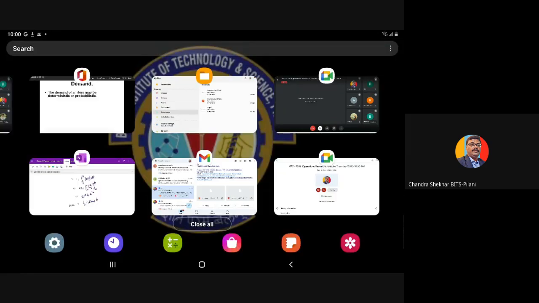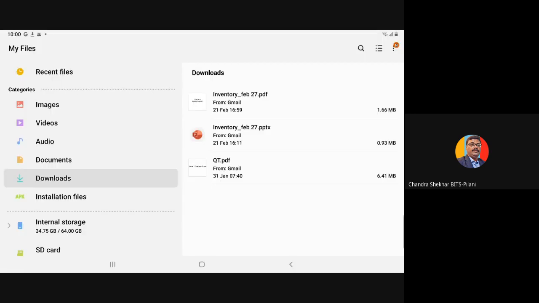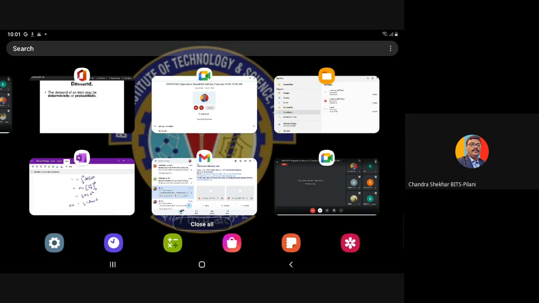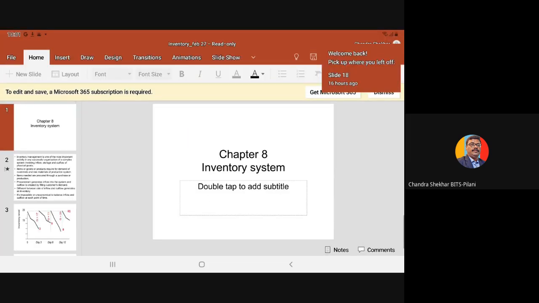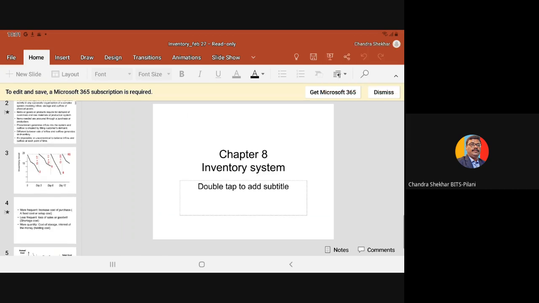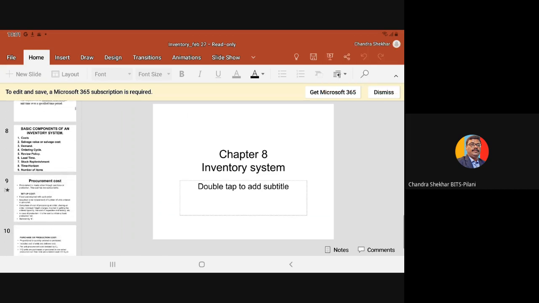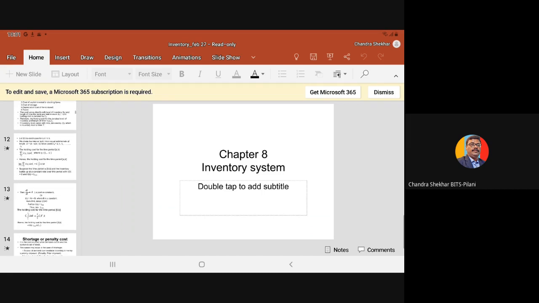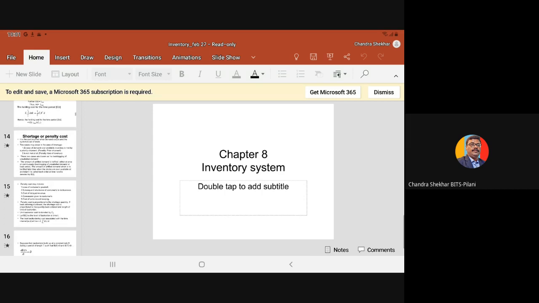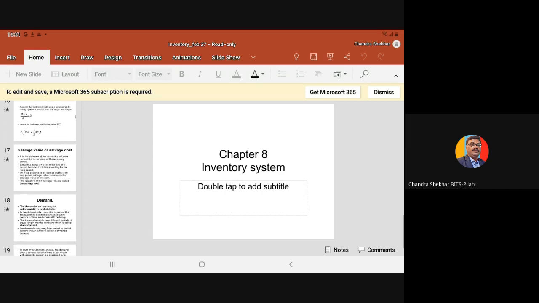In the last class, we covered a few basic elements. In that, we covered the cost, the salvage value and the salvage cost. Is there any doubt to understand that? What is the procurement cost, holding cost, shortage cost, and the salvage value, salvage cost?